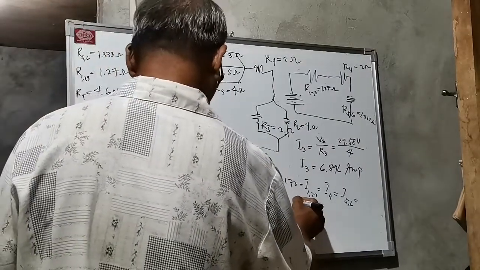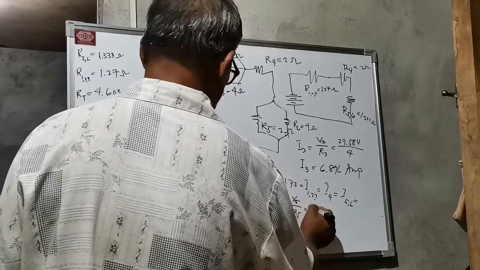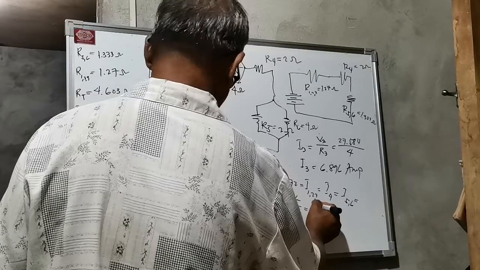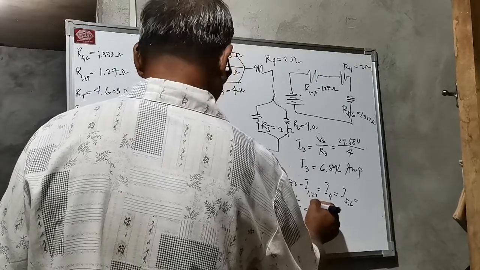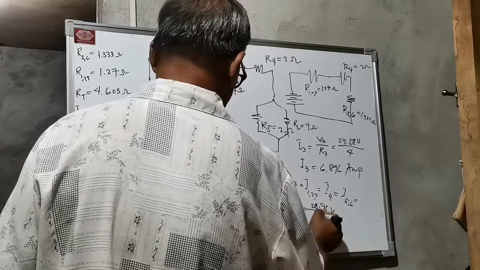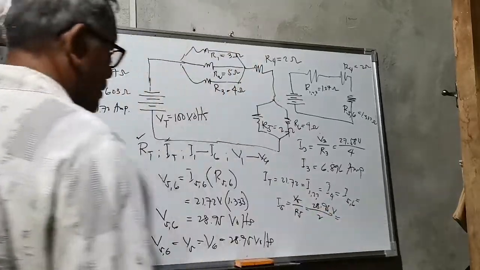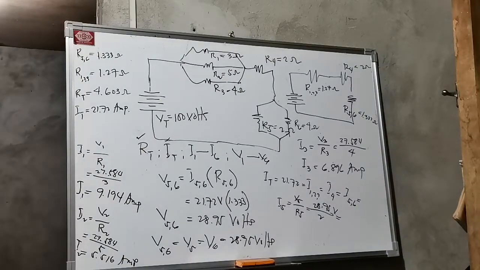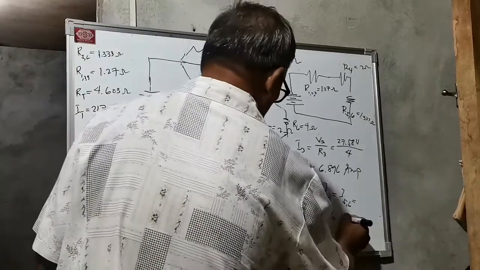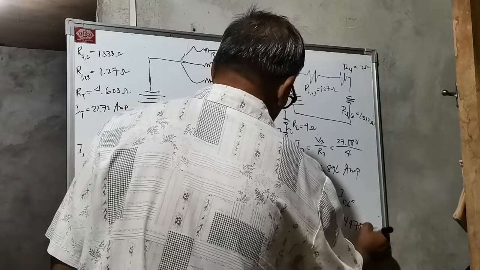I5 is equal to V5 over R5. Giving us a value of V5, 28.95 volts, all over R5, which is 2 ohms. The value is 28.95 volts divided by 2 ohms, which is 14.475 amperes.